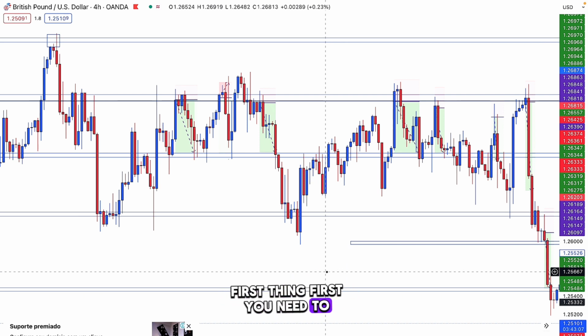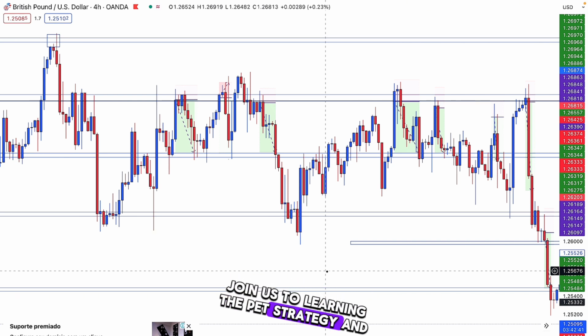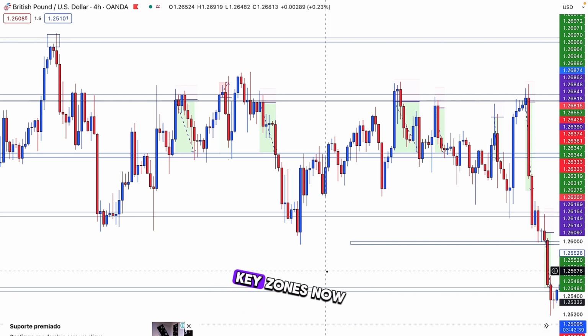Now, how do you do this? First thing first, you need to learn how to mark out key areas. Trust me, if you know how to mark out key areas, it is going to be a very easy thing for you. If you're finding that difficult, you might want to check around my video to see how to mark out key areas, or you can join the mentorship. The mentorship link is in my description box. Join us to learn the PEG strategy and learn how to mark out these key zones.